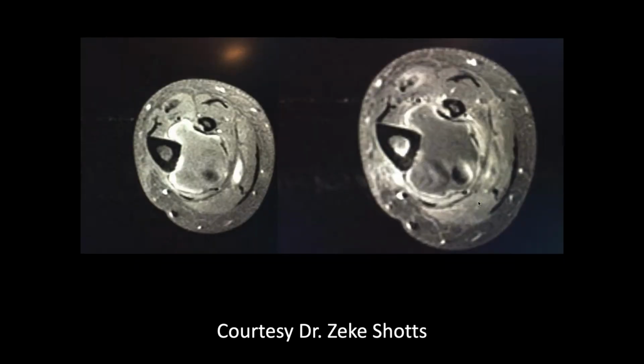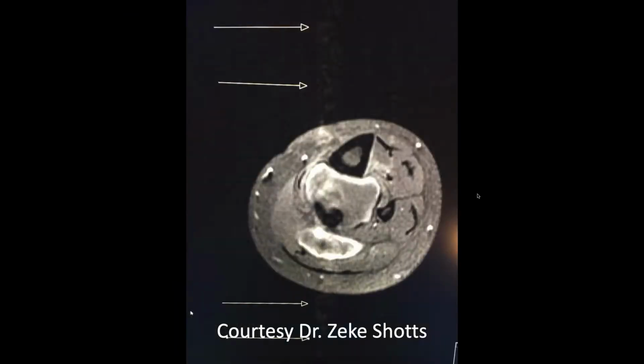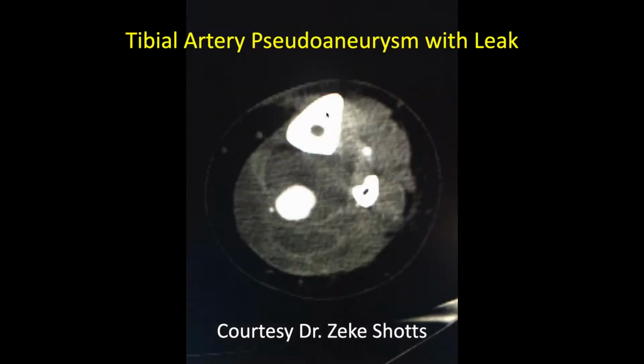Is this a clot here or an AV fistula? Okay, and then we see this. Okay, and here's another view of this. Again, here you can see the flow artifacts going back and forth. Okay, this was a tibial artery pseudoaneurysm with a lot of hematoma surrounding it.